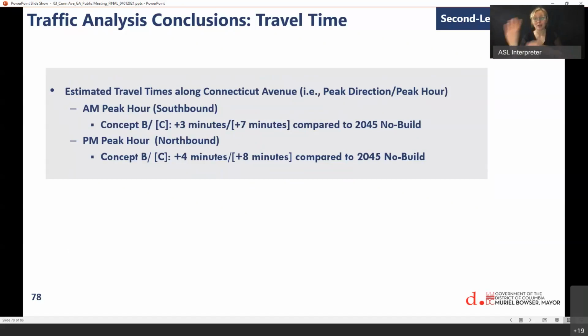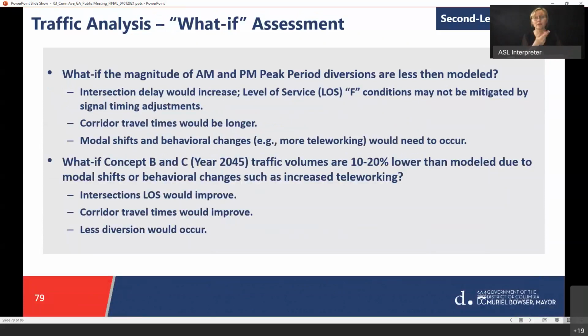We looked at a couple of what if scenarios. So what if the magnitude of our diversions are less than we modeled? Intersection delay would increase, level of service F conditions may not be mitigated by signal timing adjustments alone, and travel times would be longer. Modal shifts and behavioral changes such as more teleworking would need to occur.